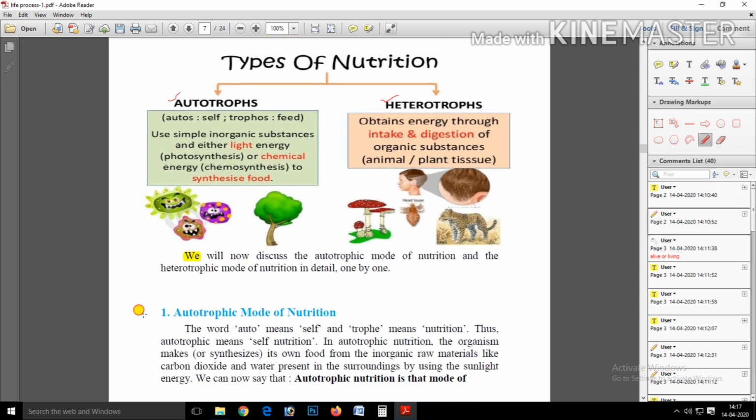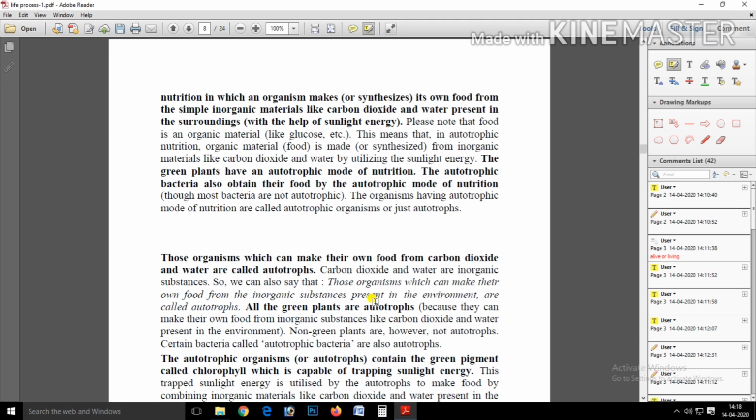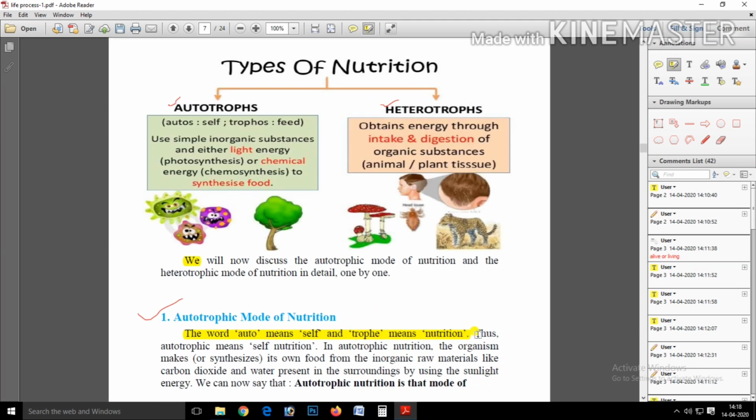Now, autotrophic mode of nutrition. The word auto means self and troph means nutrition. That means self nutrition. So we can say that in autotrophic nutrition, organisms make their own food. They don't take the help of others. They do self nutrition.